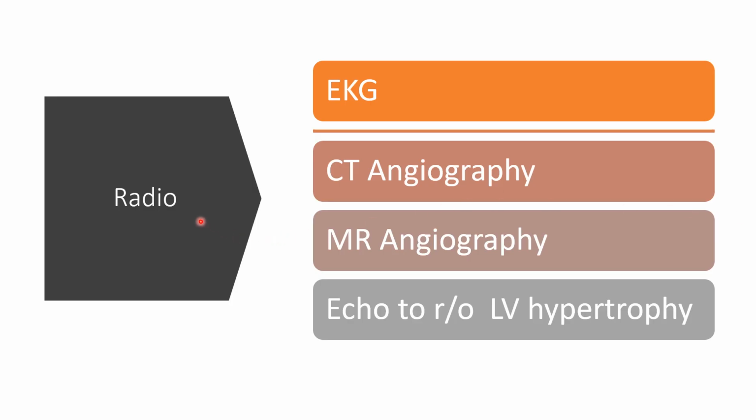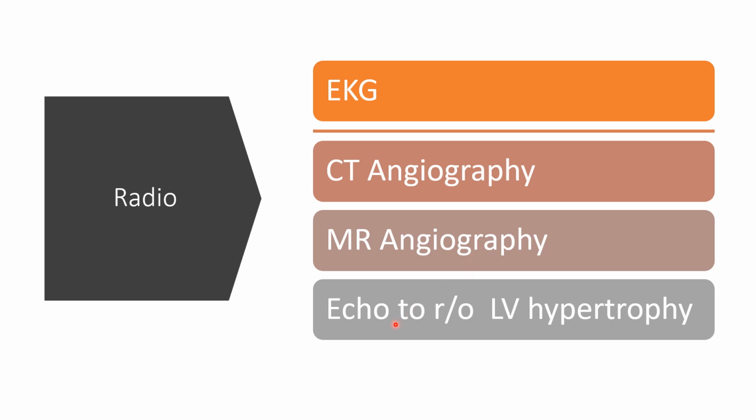Now, radiologically, we can have EKG. We want to know if we are having arrhythmia here, what is happening? So do we have any ST elevated myocardial infarction or not? CT angiography for arterial stenosis anywhere, and magnetic resonance angiography. We just want to see the entire lumen, what's going on.